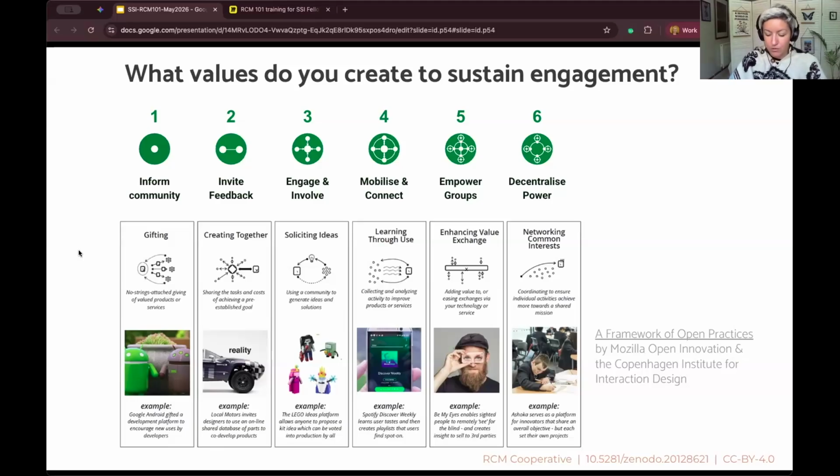So this is just to indicate that there are a few different values that are useful to sustain in your community, and it's useful for you to think about what are the values that we want to reinforce in order to achieve our mission.